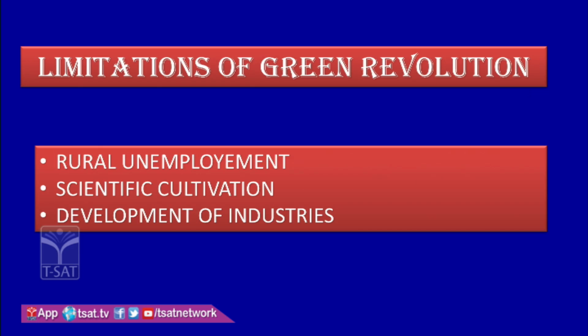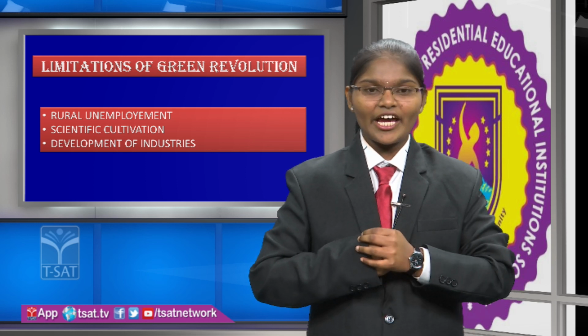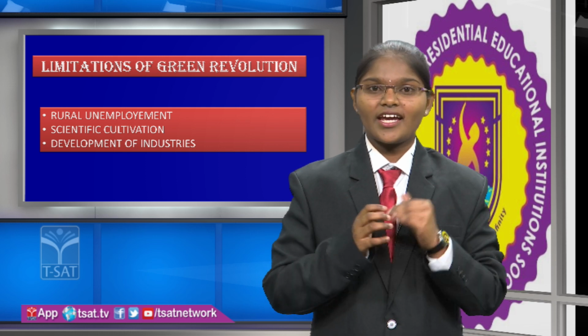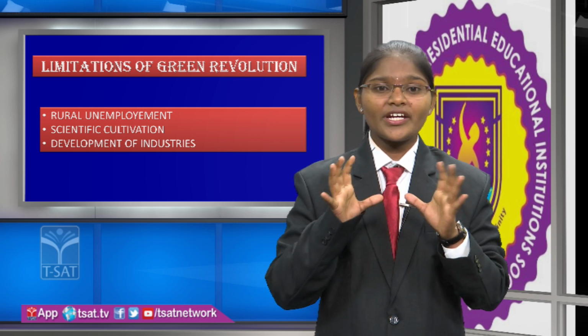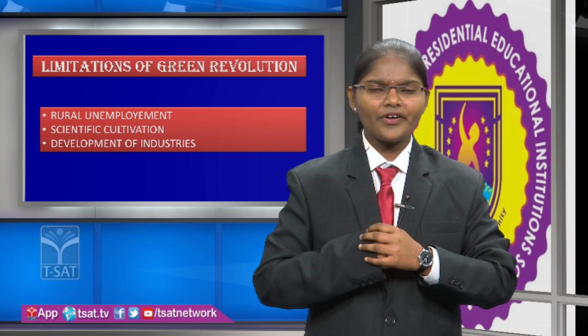Up to here it is well and good. I am getting a question in my mind: are there any disadvantages and advantages of the Green Revolution? First, let us go for the advantages of the Green Revolution. We can increase the yield 3 times. We also make India self-sufficient in food grains. Coming to the disadvantages: rural unemployment, change in cropping pattern, scientific cultivation and development of industries.